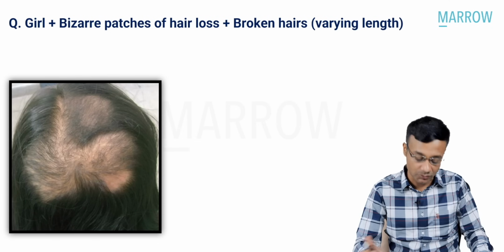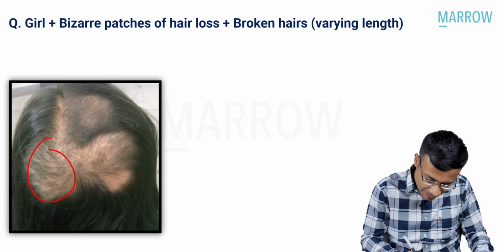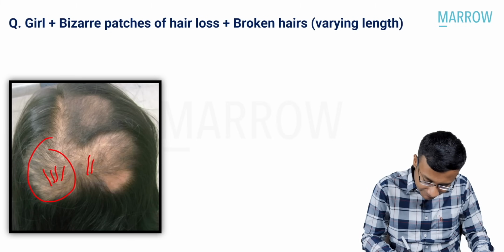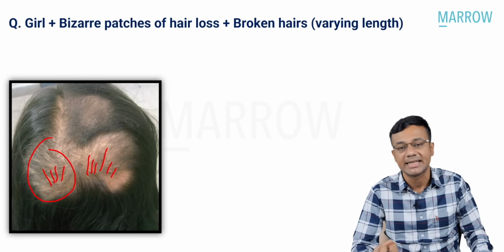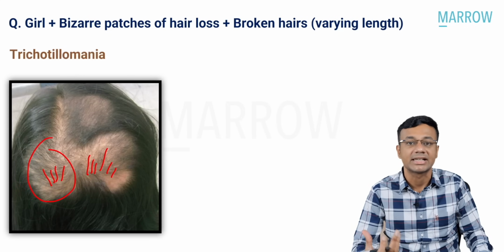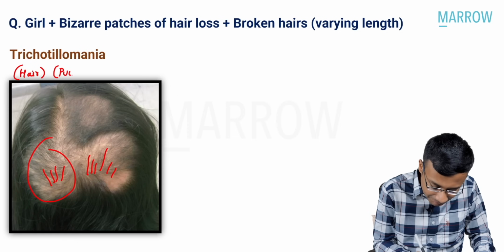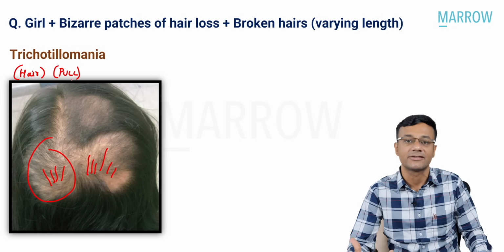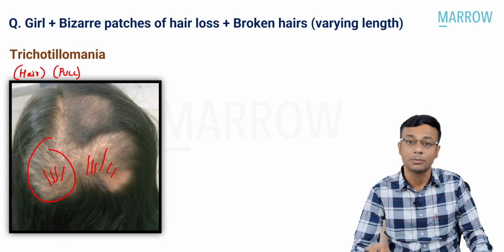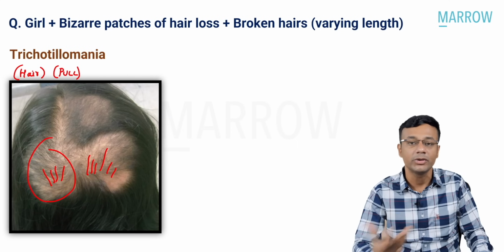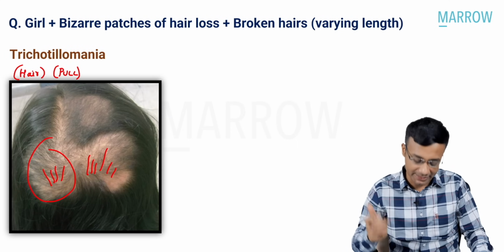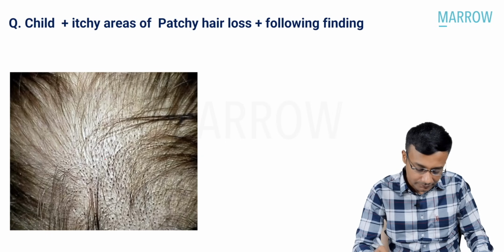A girl presents with bizarre patches of hair loss with broken hair of varying length. So this case scenario is talking about a condition called trichotillomania, where tricho means hair, tillo means to pull, and mania is the obsessive compulsive nature of this disorder, wherein the patient is going to pull her hair out in a non-uniform pattern with inconsistent pressure, due to which you get broken hairs of varying length.